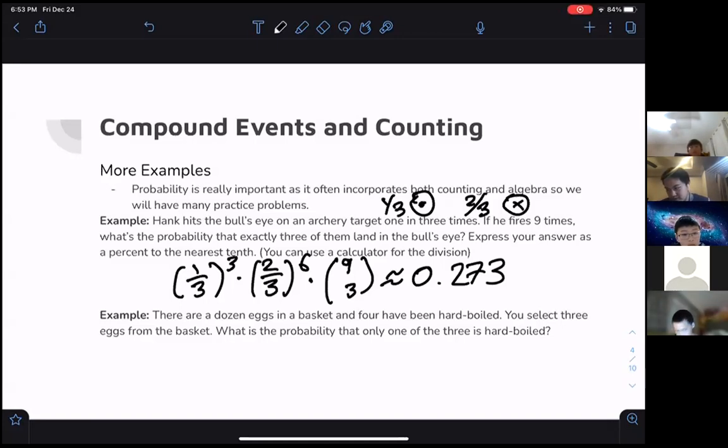Now I'll leave you to work on the next problem, the one with the eggs in the basket. Again, you can treat it as without replacement, depending on how you're thinking about it.